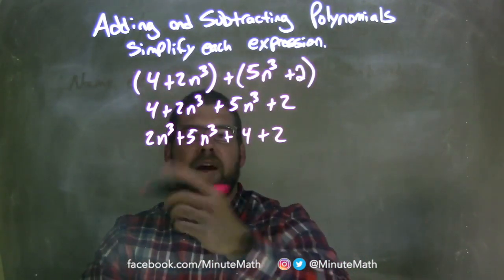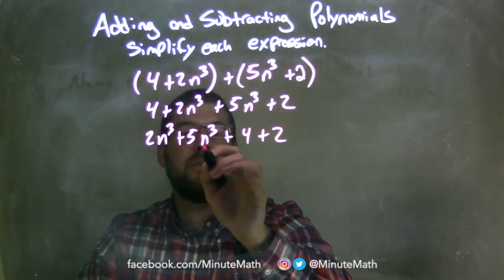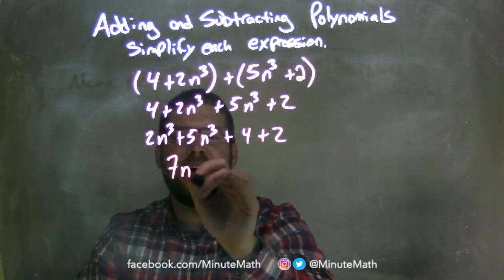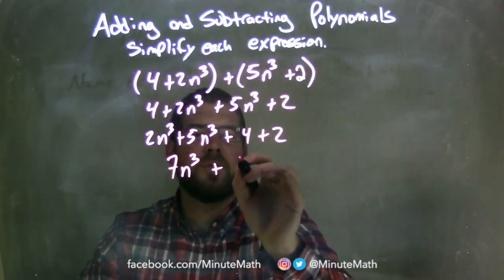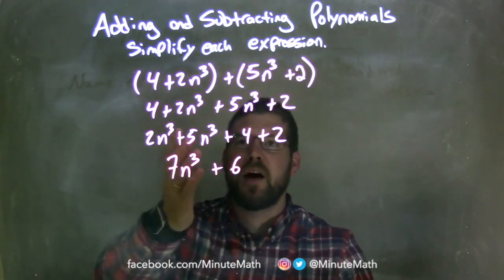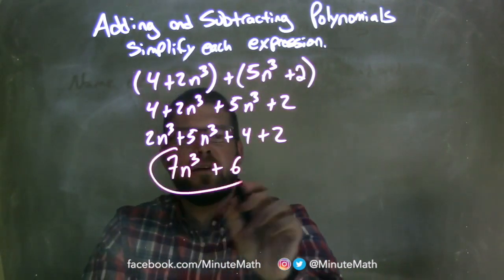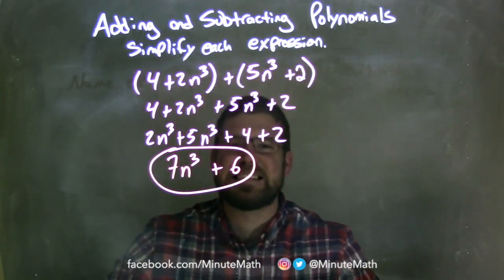Okay? So now let's add our like terms. 2n to the third plus 5n to the third comes out to be 7n to the third. And 4 plus 2 is 6. And there we have it. We have our final answer. Simplified here, 7n to the third plus 6.